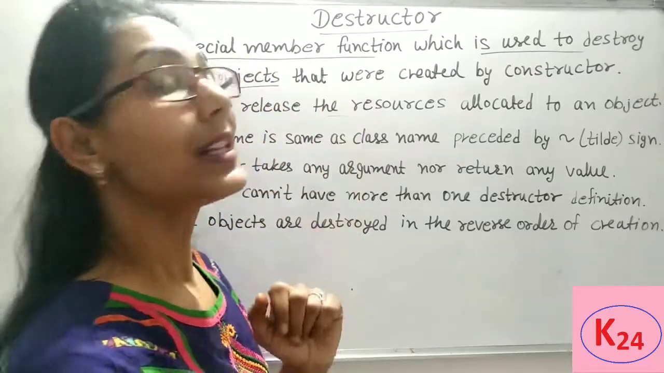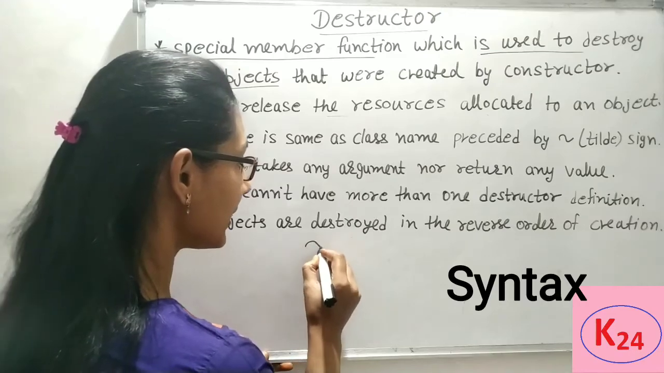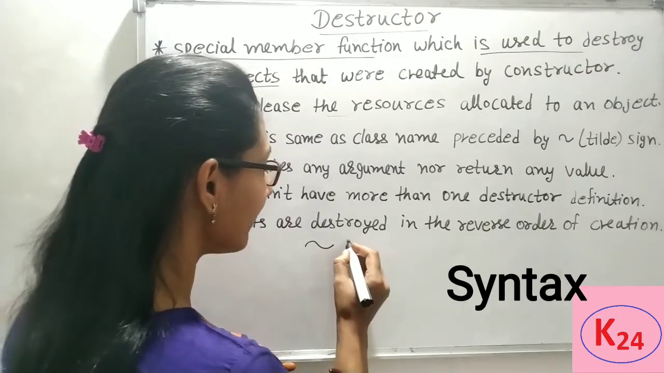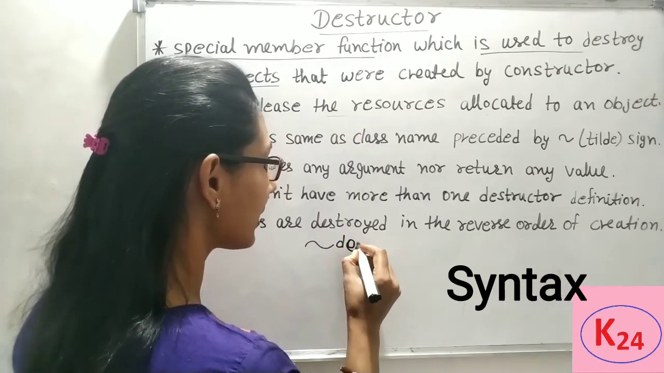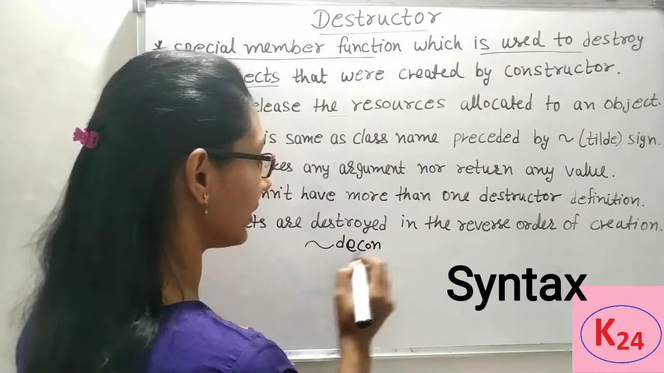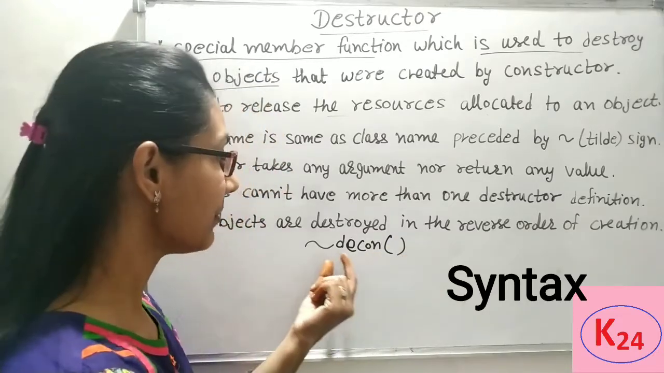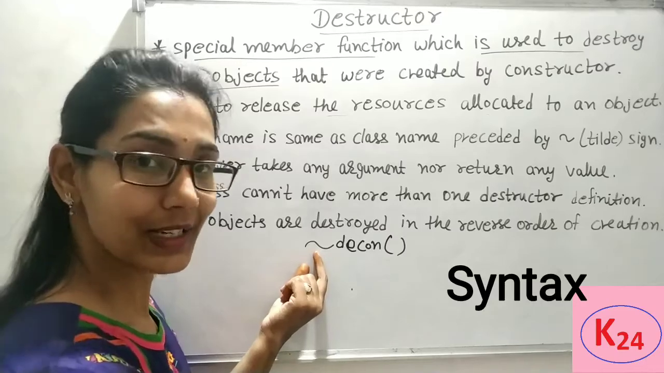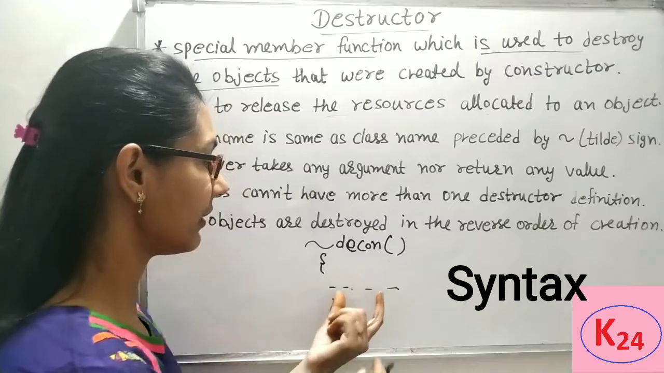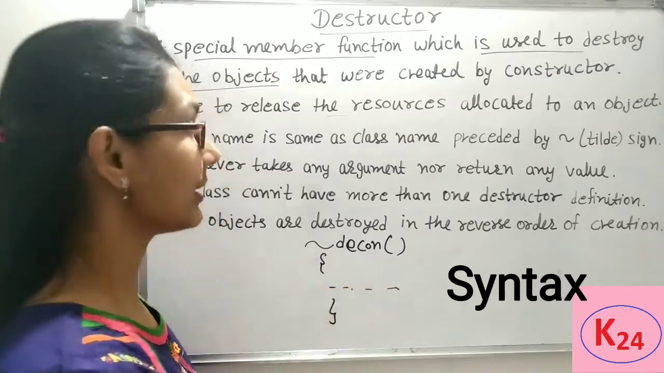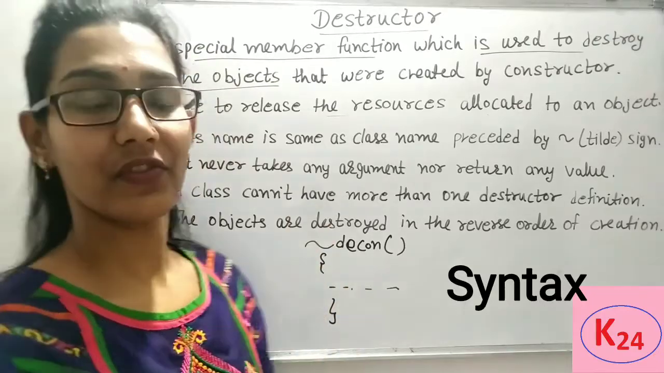Now the syntax for the destructor: we use the tilde sign, and then we write the constructor or class name. Suppose our class name is deconstructor. When we write the class name and use a tilde sign before it, it becomes a destructor, and then in it we write the definition of the destructor. So, this is the declaration or syntax of the destructor.